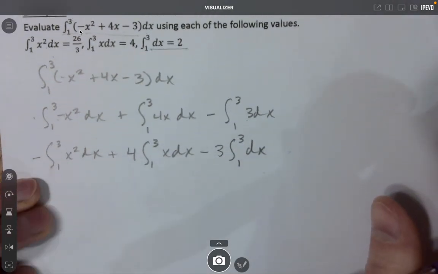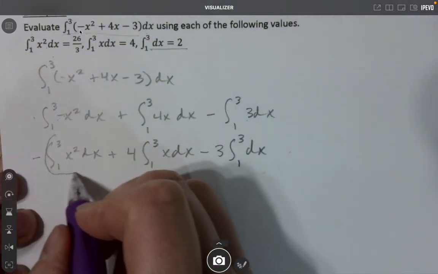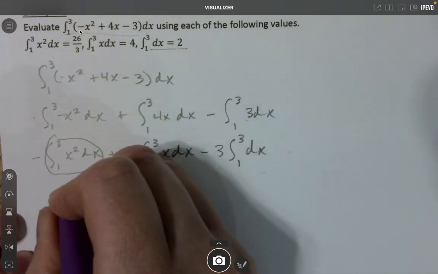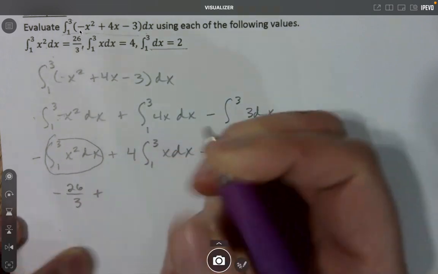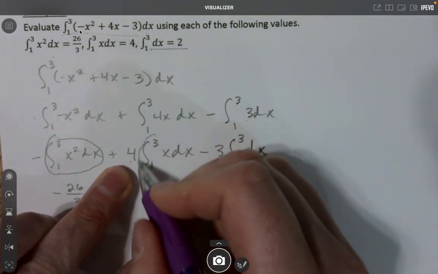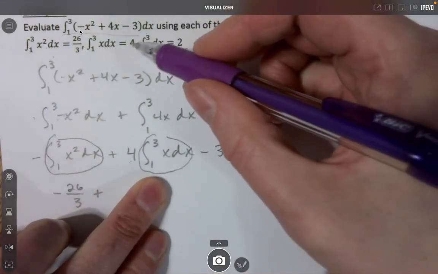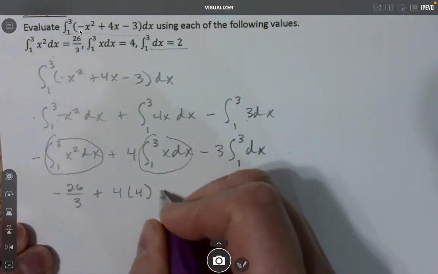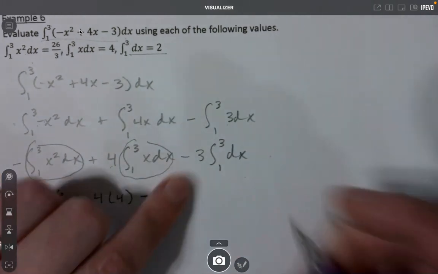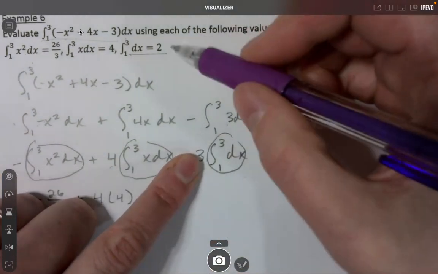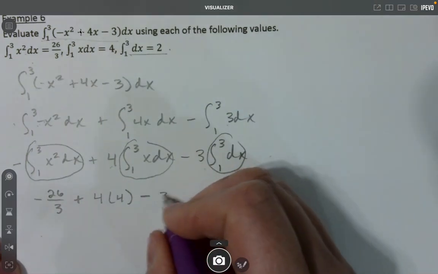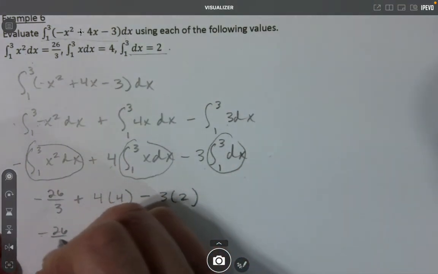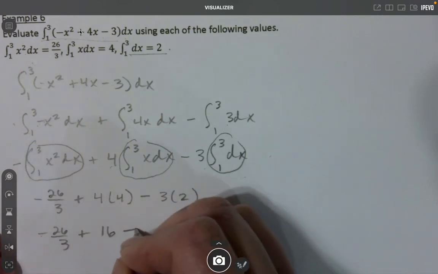So let's go ahead and make our substitutions now. For this one right here, I know that's going to be equal to 26 thirds. So that's going to give me negative 26 thirds plus 4 times this integral here, and I know that integral is equal to 4. So plus 4 times 4, minus 3 times this integral, which I know is equal to 2. So minus 3 times 2. I'm just making these substitutions. So negative 26 thirds plus 16 minus 6.